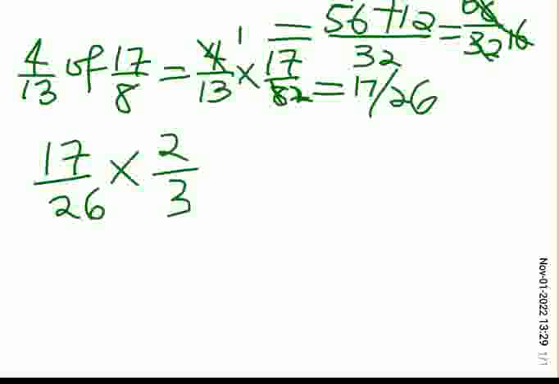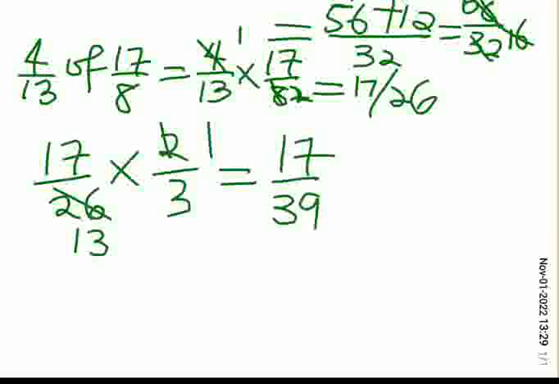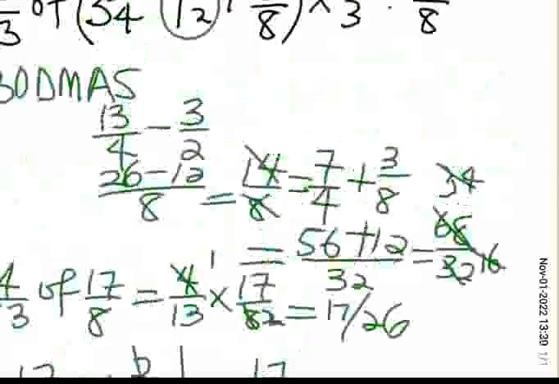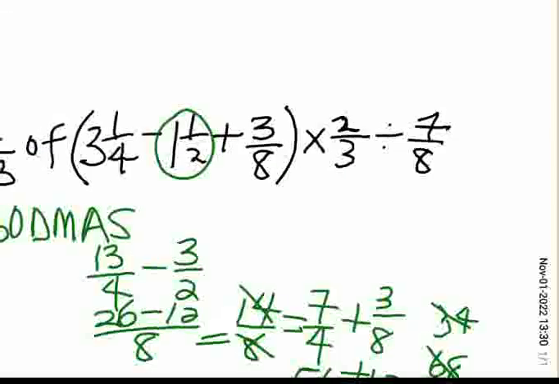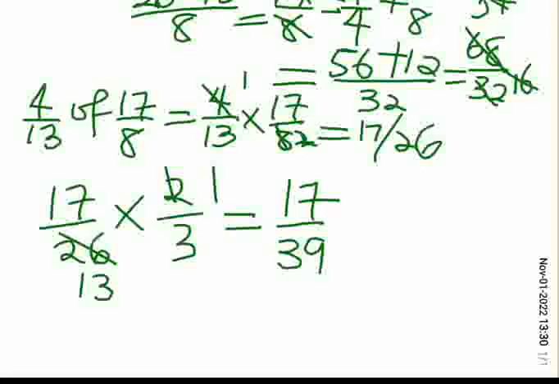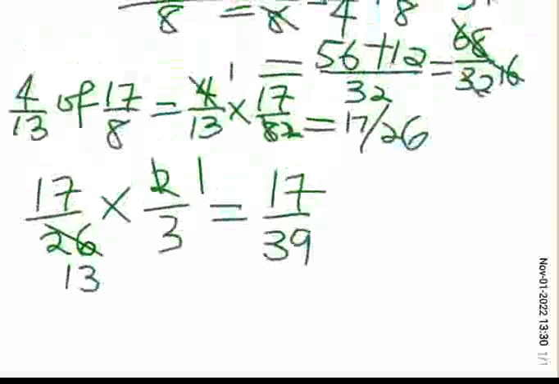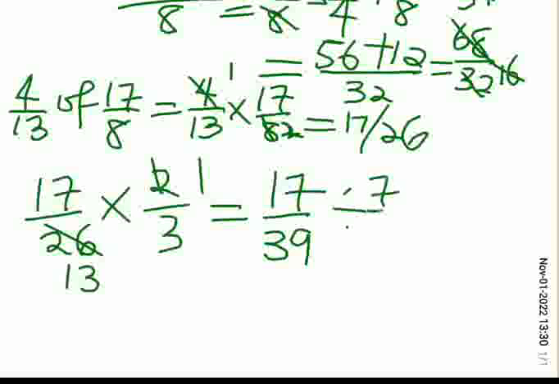So 17 over 26 multiplied by 2 over 3. 2 here 1, 2 here is 13. So this gives us 17 over 39. Going back to the question, the last thing to be simplified is that 7 over 8 there. So we are dividing by 7 over 8.